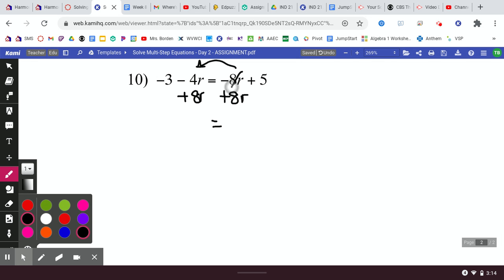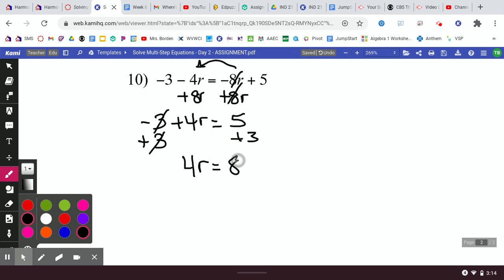And when I do that, those are gone and left with just a 5 over here. And over here, I've got the -3 I haven't done anything with, and then -4 and +8 is positive 4r. And then I want to move my number over there with the 5. I'm going to move that -3 over there. So to move it over, it's a negative, so I'm going to go positive. Whatever I do to one side, I do to the other. That leaves me 4r equals 5 plus 3 is 8. I divide by 4 because I want to get my r by itself. It's attached with multiplication, so I do division to break it loose, and I get r equals 2.